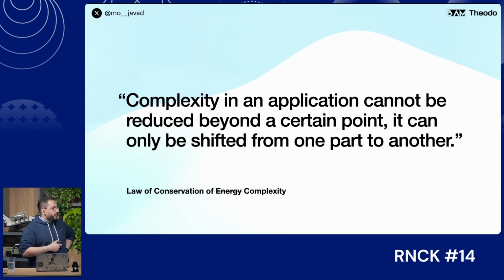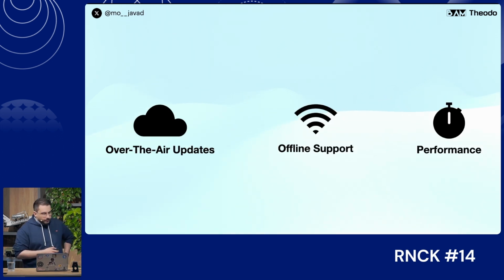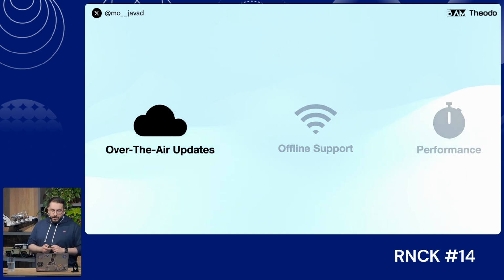I like another variant of this, which is the law of conservation of complexity. And the idea is that complexity in an application cannot be reduced beyond a certain point. It can only be shifted from one part of the application to another. And I think that's just a really mature way of looking at software development. So I want to look at three main challenges: over-the-air updates, offline support, and performance. Let's start with over-the-air updates.